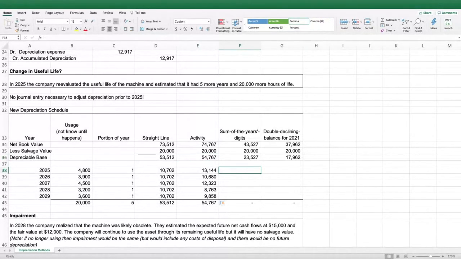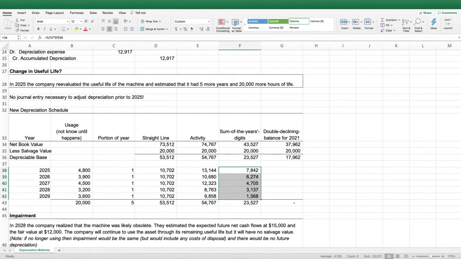Sum of the year's digits, we have 5 years remaining. So 5 years is 15. If we sum up 1 plus 2 plus 3 plus 4 plus 5, that is 15. In the beginning of this, we have 5/15ths remaining, times that's our depreciable base. So I'm just going to do this by hand. So 5, 4, 3 years remaining, 2 years remaining, and last year we have 1 year remaining. So there is our sum of the year's digits, which is just the number of years remaining divided by the sum of the year's digits, which is 15 in this case because it's 5.